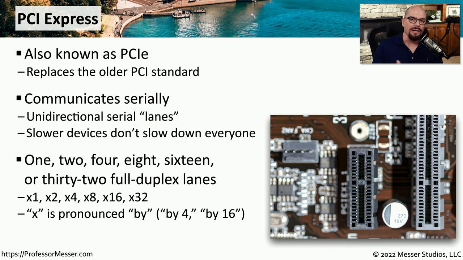Just as you add more lanes to a highway to support more traffic, you can add more lanes to a PCI Express bus to support the transfer of more data. You'll see these lanes referred to as a 1, 2, 4, 8, 16, or 32 full duplex lane. These are written with an X at the beginning, so you'll sometimes see x1, x2, x4, and so on. Normally, we would pronounce this with the X being a "by." So this is a by 1, by 2, by 8, or by 32, for example.